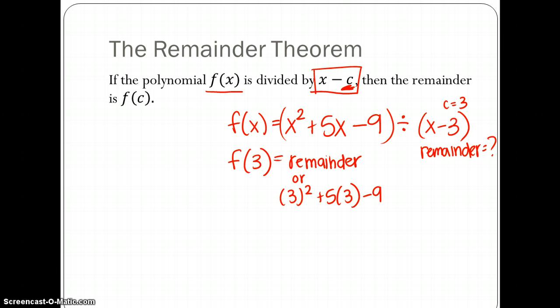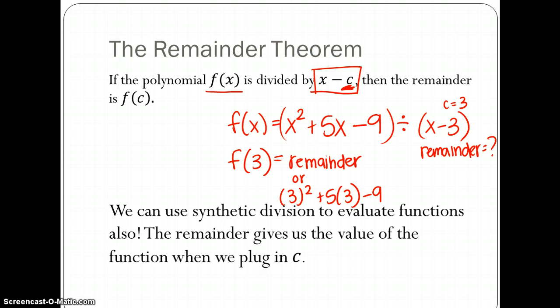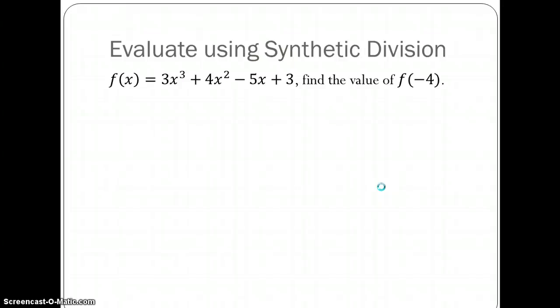It gives me a use for that remainder. So what this is basically saying is we can use synthetic division to give us the value of a function. When I plug in a certain number, when I plug in c, I can use that remainder to figure out what that value is. So let's look at an actual example of this. If we use synthetic division, this is my c value. I can use -4, because my c value is what we put in this box here. Take my coefficients, 3, 4, -5, and +3.